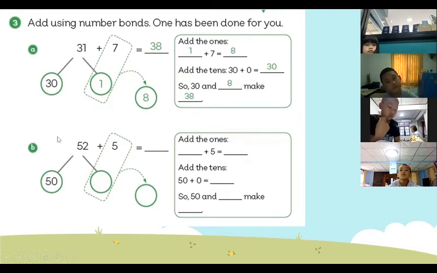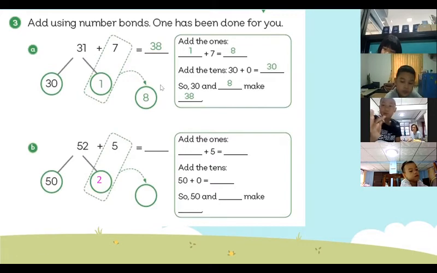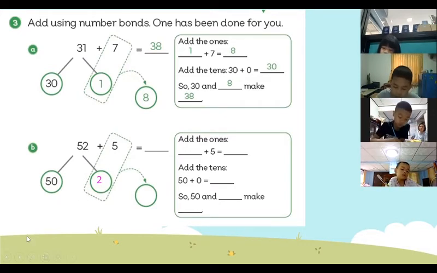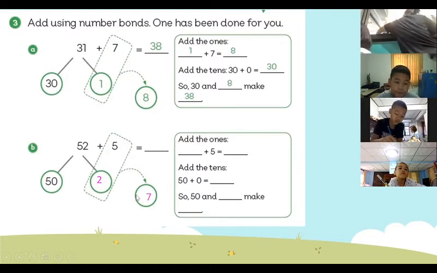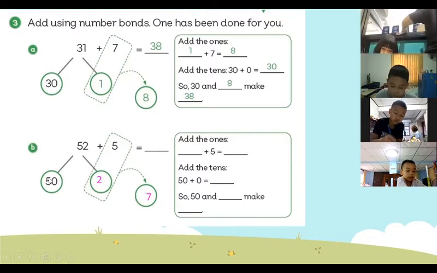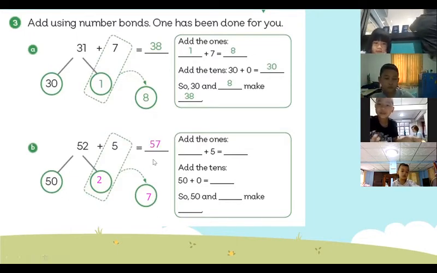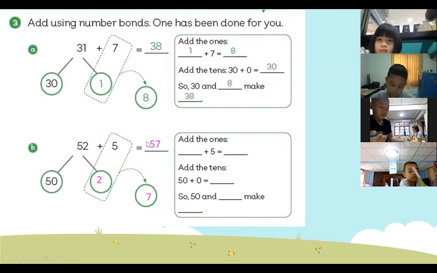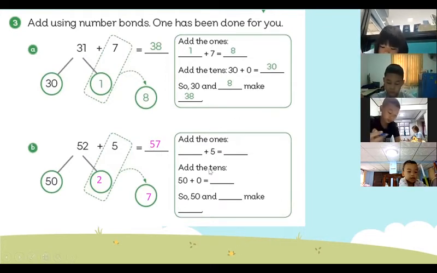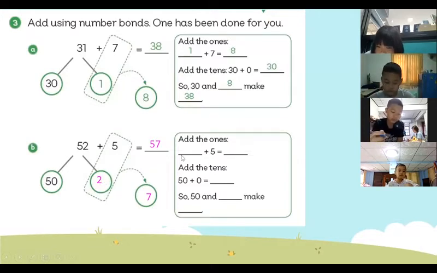Let's do B together. So B, 52 is made up of 50 and 2. So now we need to add our 1. So 2 plus 5 equals? 7. Very good. So now we add 50 plus 7. 57. Good job. Okay, now we need to complete our note. So 2 plus 5 equals 7.